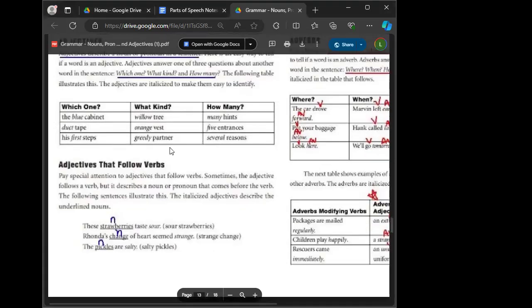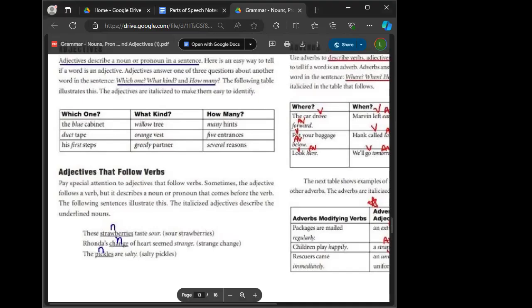Okay, and then write how many hints. That's answered by many hints. How many entrances are answered by 5, and how many reasons are answered by several. So that means that many, 5, and several are also all adjectives.